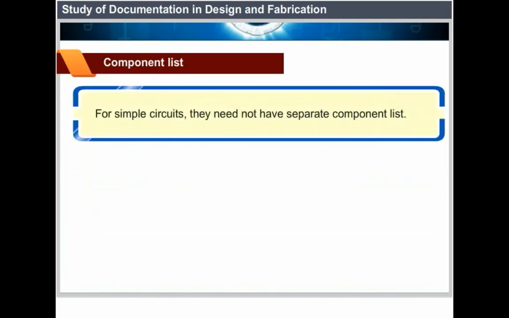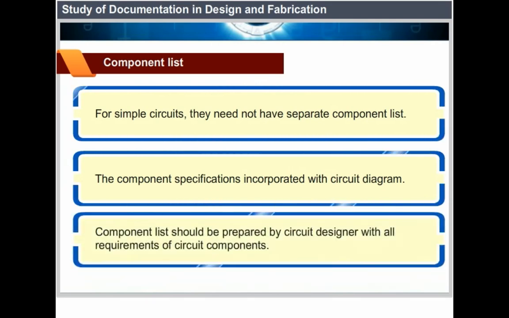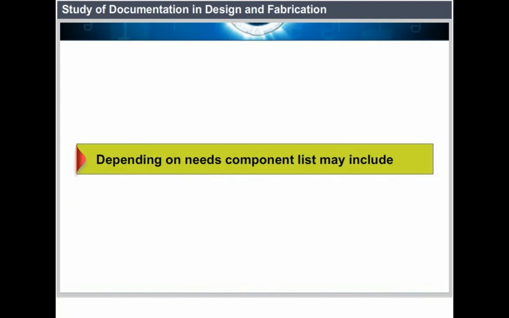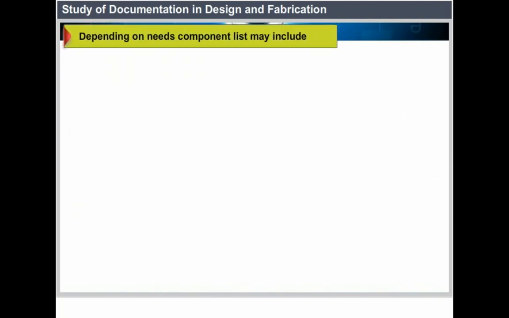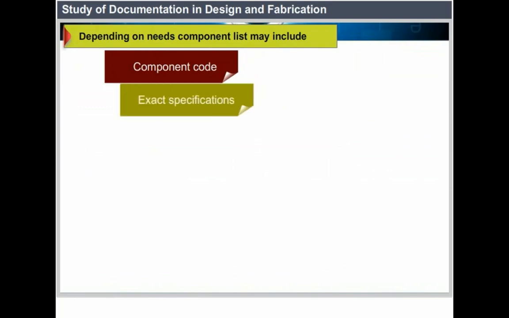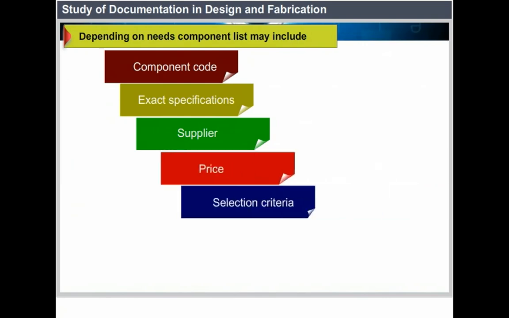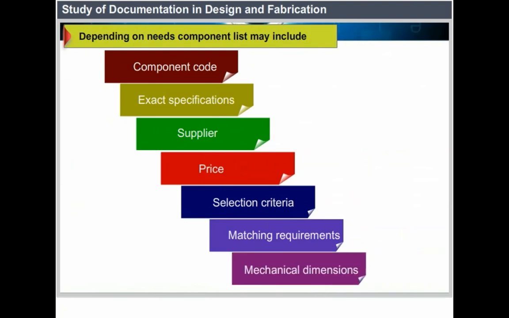Component list. Simple circuits do not have separate component lists. The component specification is incorporated with the circuit diagram. The component list should be prepared by the circuit designer with all requirements of circuit components. Depending on needs, it may include component code, exact specification, supplier, price, selection criteria, matching requirements, and mechanical dimensions.